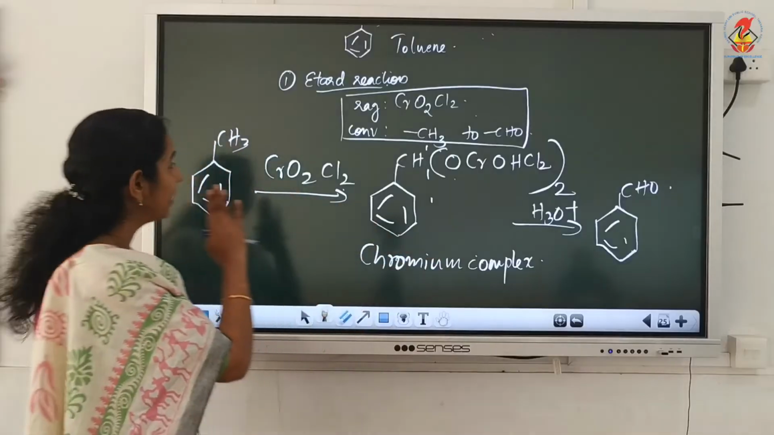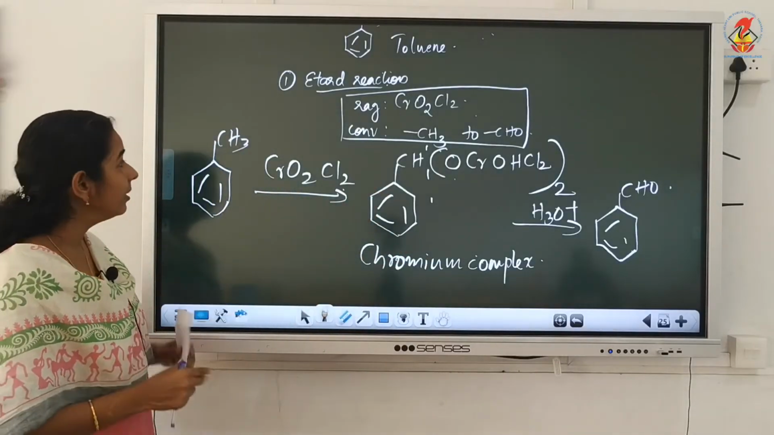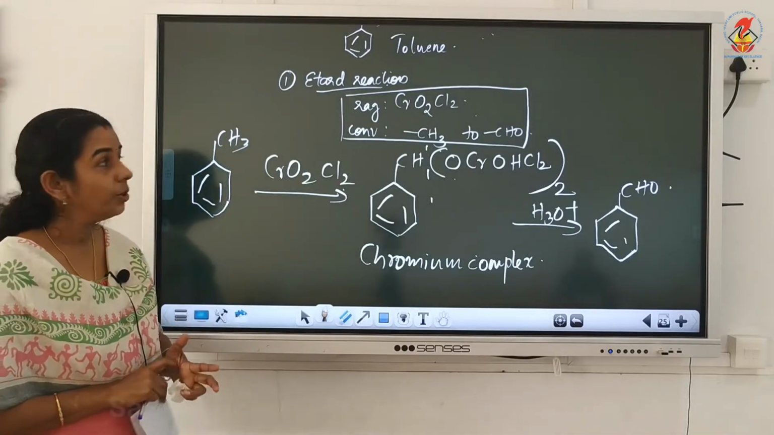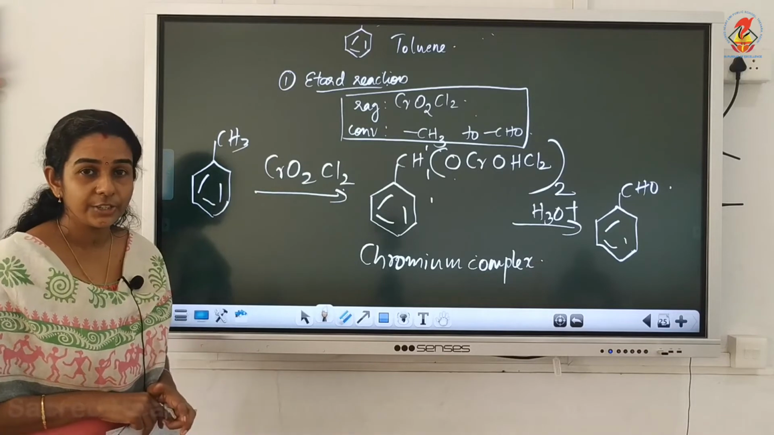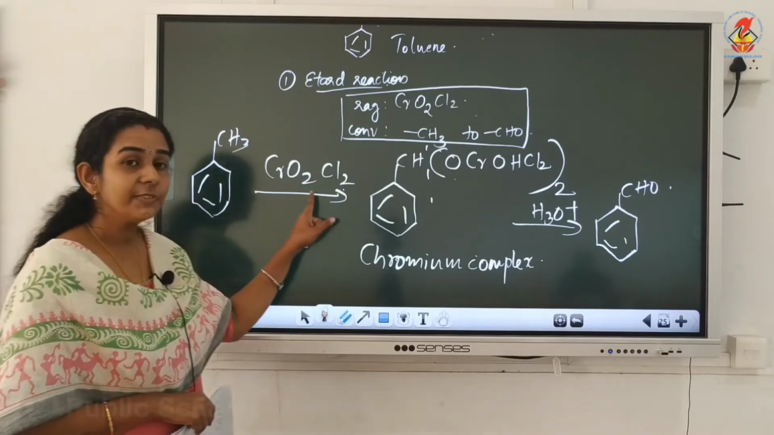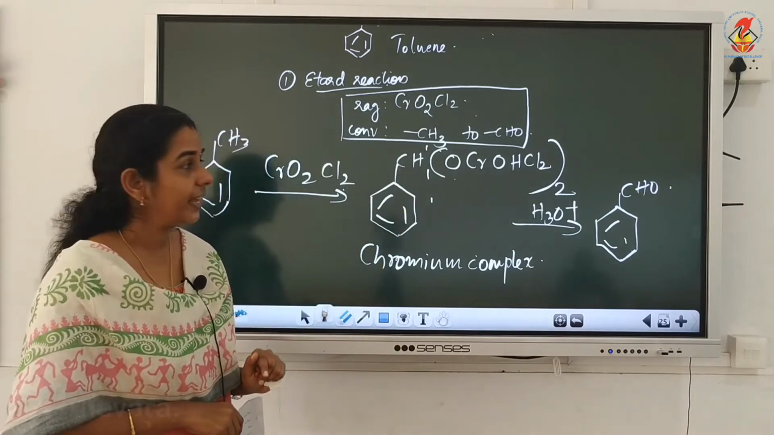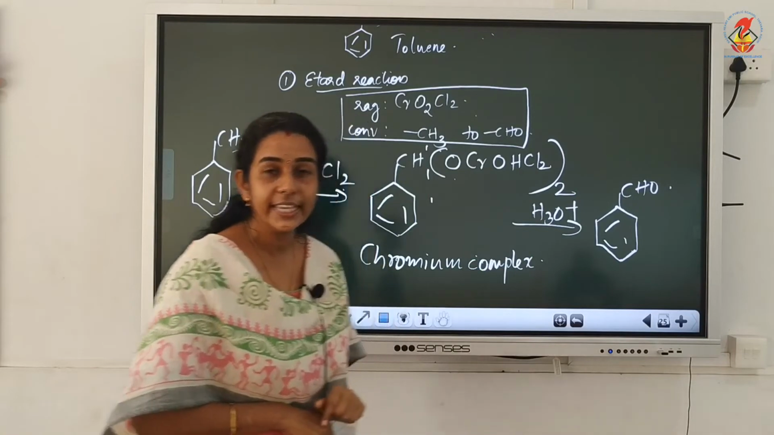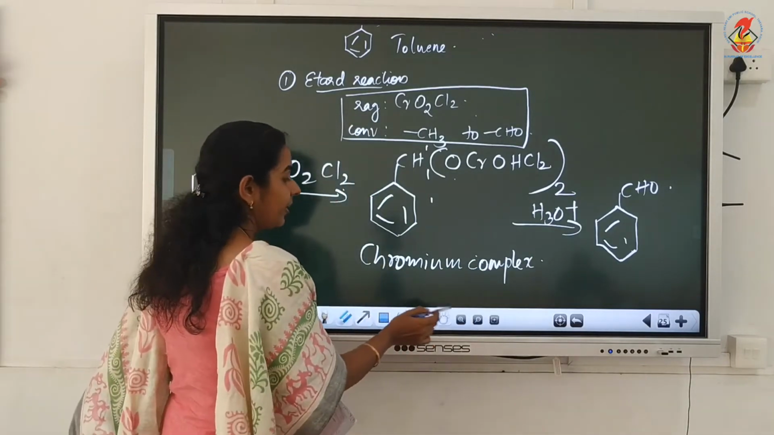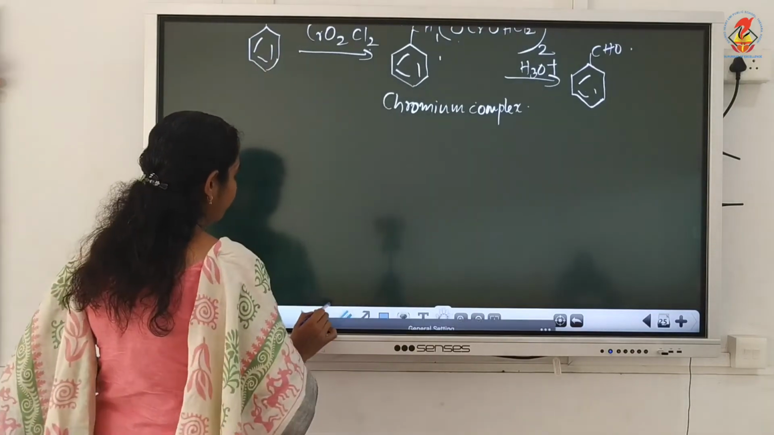Compare the reactant and the product. What is the basic reaction happening here? CH3 has changed to CHO. So how can we define the Etard reaction? When methyl benzene or toluene reacts with chromyl chloride, it gives a chromium complex, which on hydrolysis gives benzaldehyde. Very important named reaction.